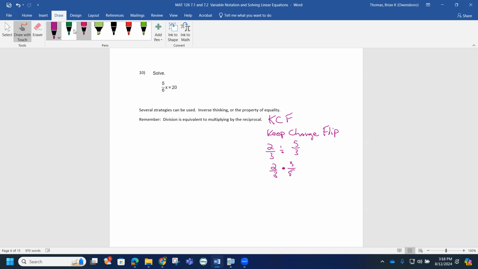Now, when I do the math, notice that since there's a 3 on the top and a 3 on the bottom, they will divide out. They cancel out, if you will. So what I'm left with then is 2 over 5, which is 2/5. And that would be the answer. It'd be 2/5.